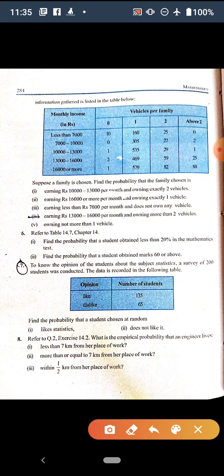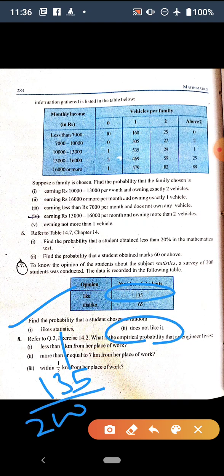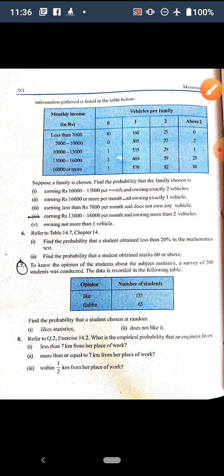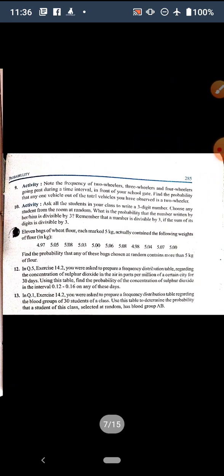Then question 7. To know the opinion of the students about the subject statistics, a survey of 200 students was conducted. The data is recorded in the following table. What is the probability that they like statistics? How many are these? 135. So liking statistics is 135 upon 200. Not liking it is 65 upon 200. If liking statistics is asked, that is 135 upon 200, and if dislike, that is 65 upon 200. The example questions you will try yourself.